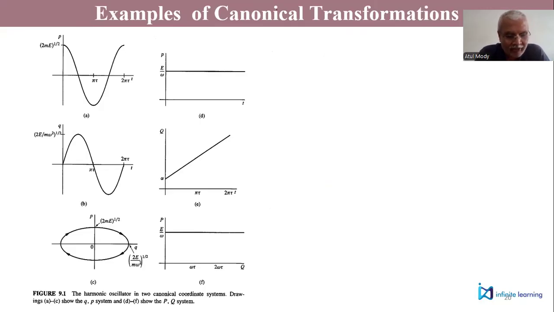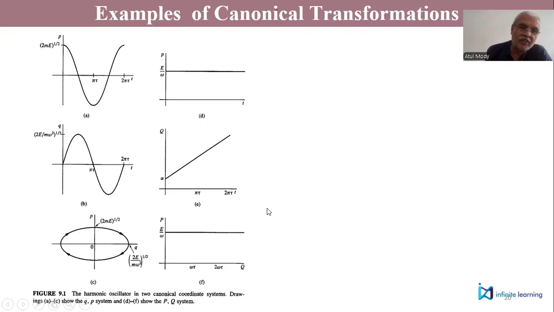So if you vary the energy, if you change the energy, you get a second ellipse. Different energy values will correspond to different ellipses. All right, so that's an ellipse here. The top right graph is new momentum as a function of time. But you know, new momentum is constant and it turns out to be E by omega. That's a constant.